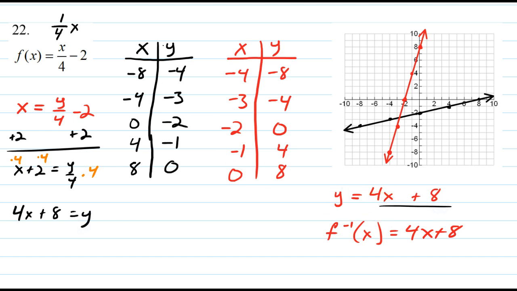And now our last thing to do is to graph the line y equals x. And so now you can see that it's a reflection over the line y equals x.